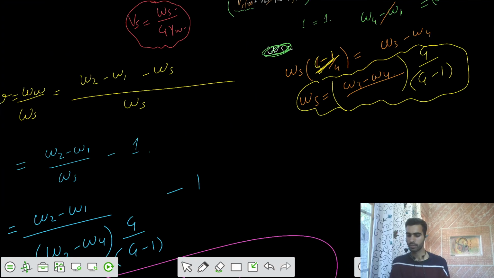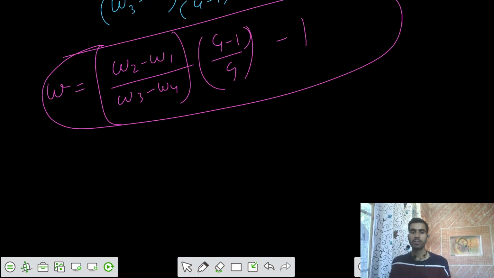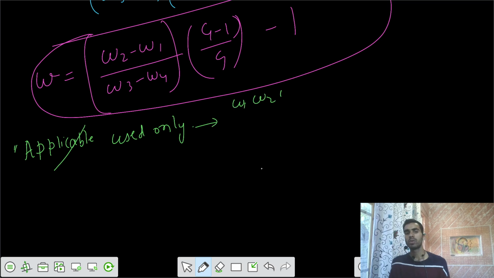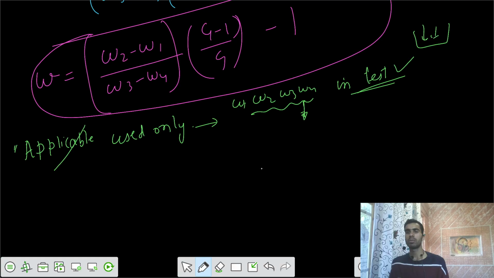Okay. Now, from this equation we can conclude that you can use this method only when you have these readings. See, W1, W2, W3, W4, all these readings you can calculate during the test. That is easy, it's not a big task. You would keep it on the weighing machine, so you can get W1, W2, W3, W4.